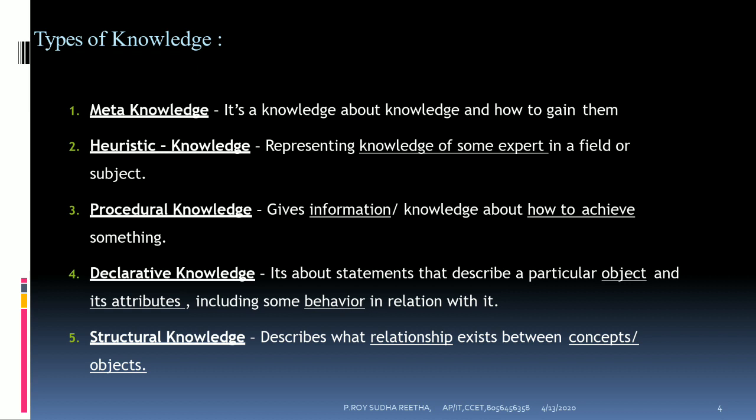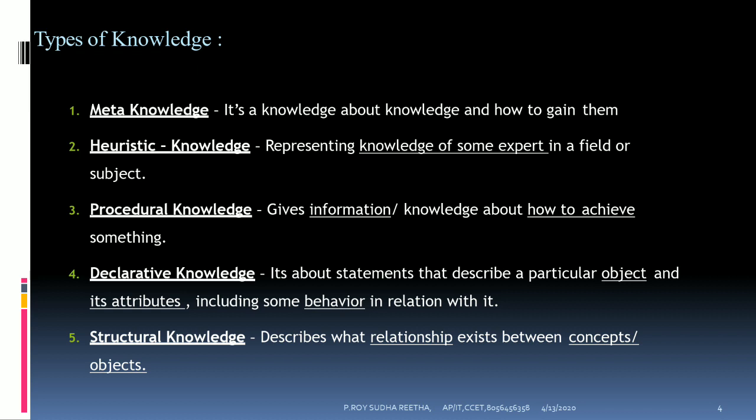And heuristic knowledge represents the knowledge of some expert in a field or a subject. It gives a collection of knowledge regarding the proven, well-known facts of some expert. For example, if we take physics, all the laws we have, Newton's first law, second law, third law, have been proved by the expert Newton. All such knowledge will be stored in heuristic knowledge.